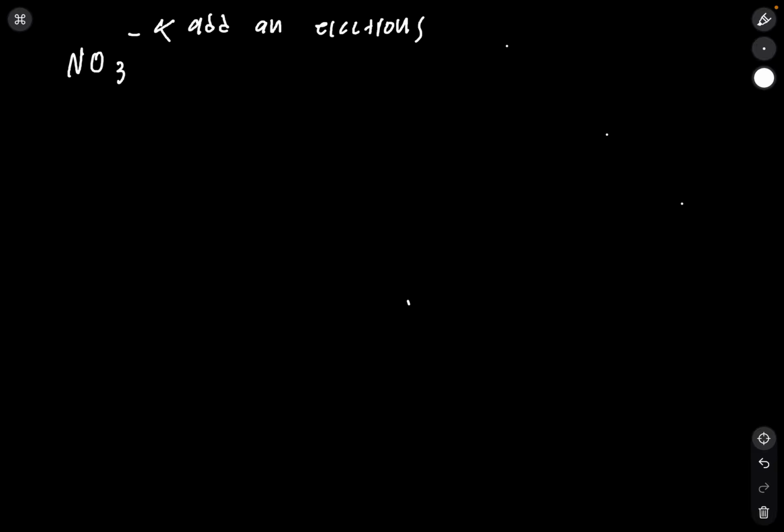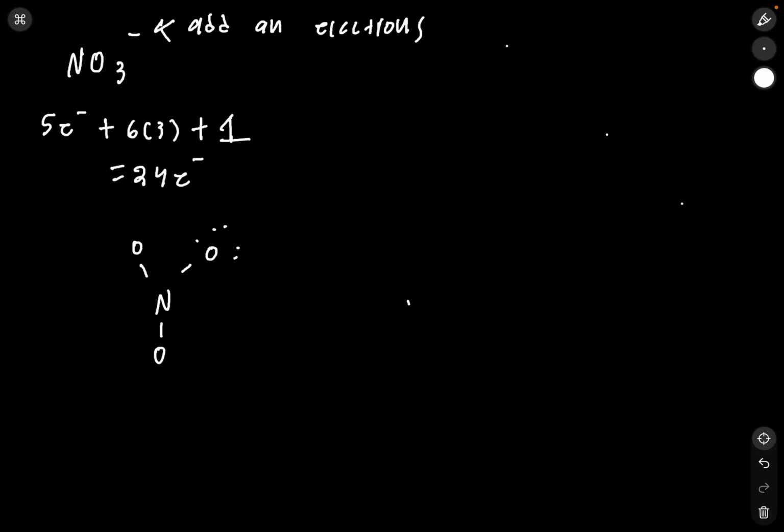So let's do that. We know nitrogen has 5 valence electrons, plus oxygen, which has 6 valence electrons for each element. So we have to multiply that by 3. And then you add the singular one at the end. So you have 5 plus 6 times 3, which is 18, so that's 23, plus 1, which is 24 valence electrons in total. So from here, what you do is you just write down your N, O, O, O, and fill in the octet.